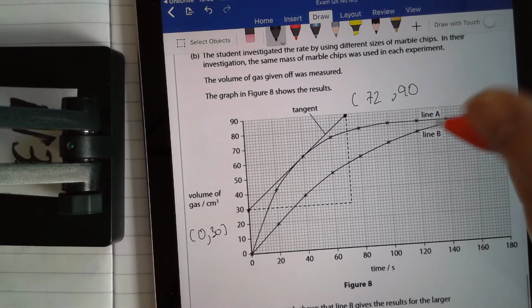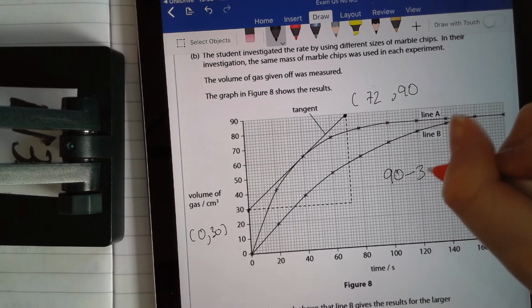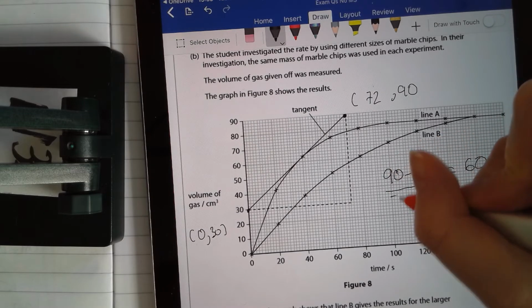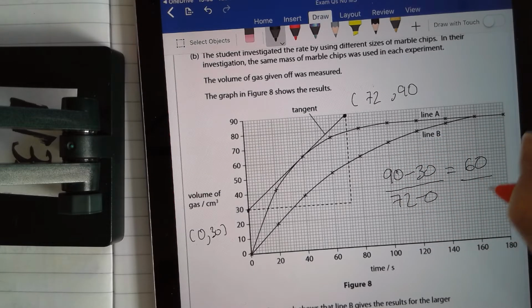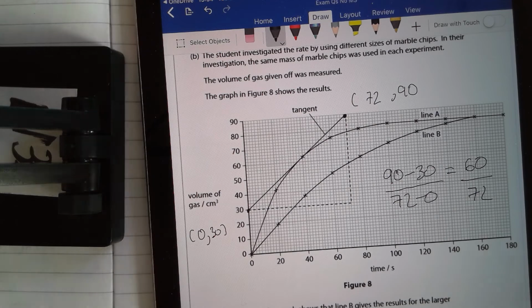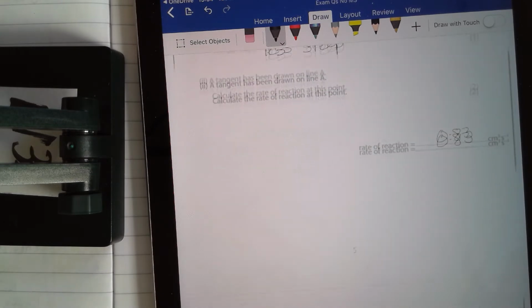So my change in y, I'm going from 90 to 30, so my change is going to be 60. My change in x is going to be 72 minus 0. My change in x is going to be 72. 60 divided by 72 equals 0.83. Okay, that's going to be your answer.